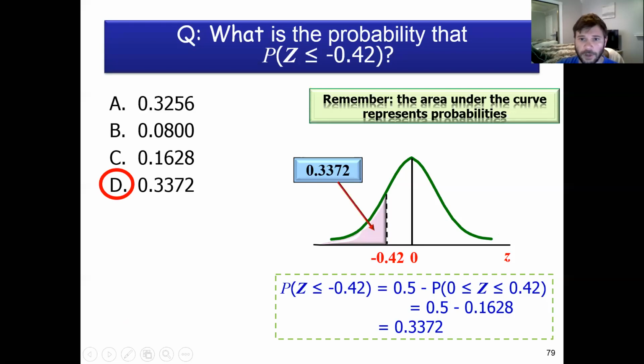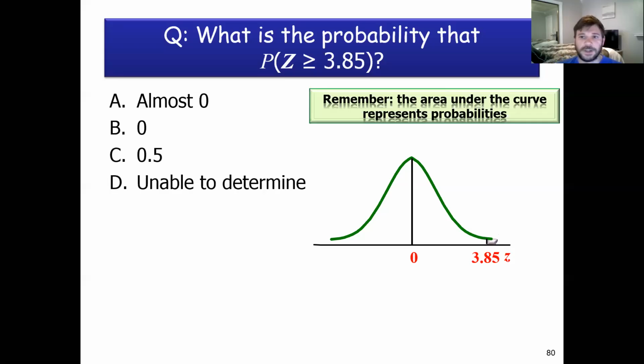All right, moving along. This next question's a little extreme. It's asking us for the probability that Z is greater than 3.85. You notice the answer choices are kind of funny; they're not exactly precise values, though some of them are. But a quick look at that diagram, and using what we know about the empirical rule, should tell us that there are some terrible answers here, like choice C. We're not even close to capturing half of the area underneath that curve.